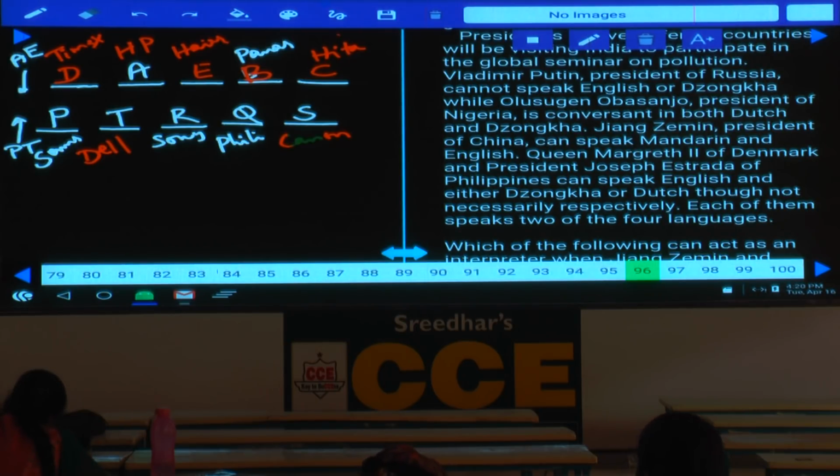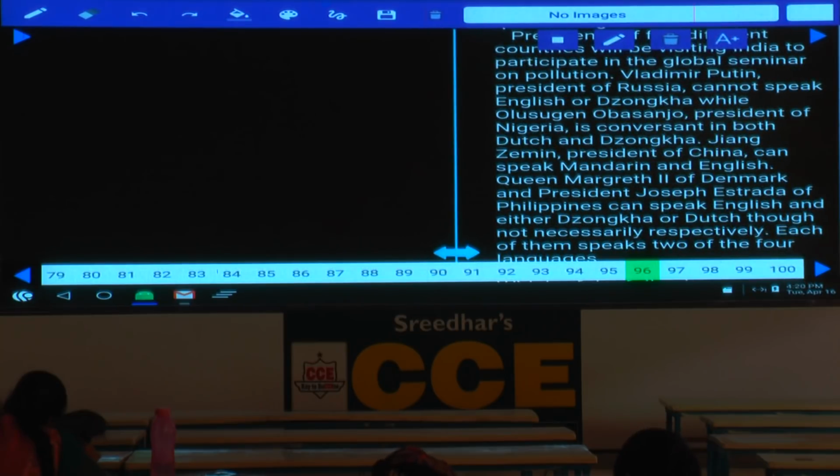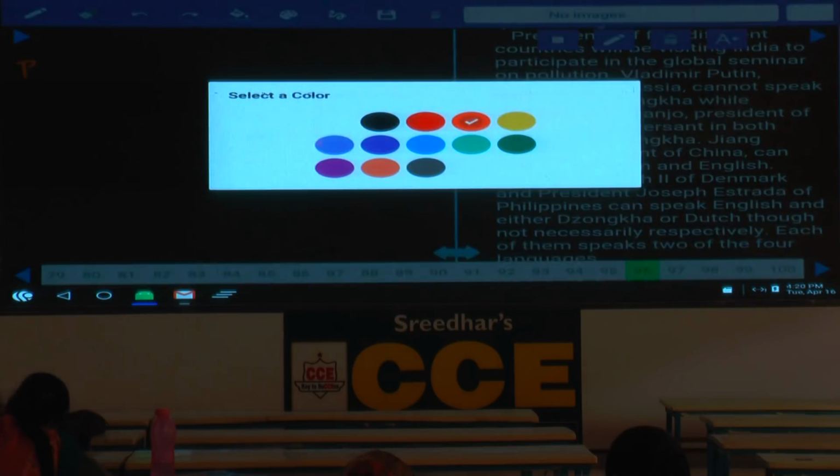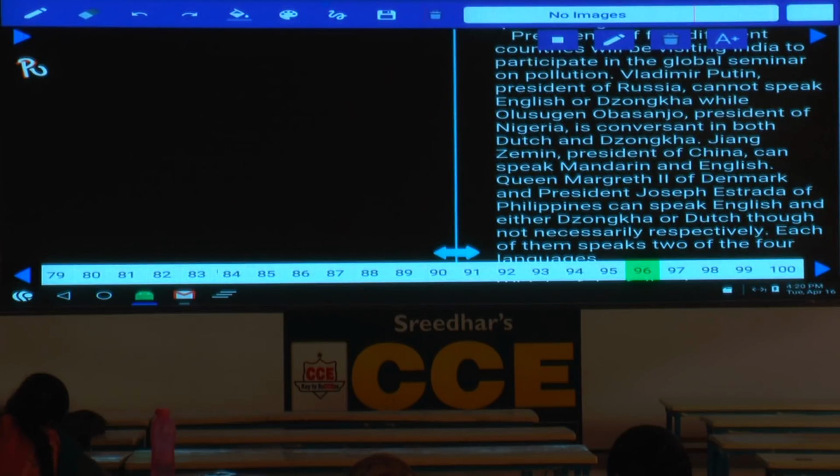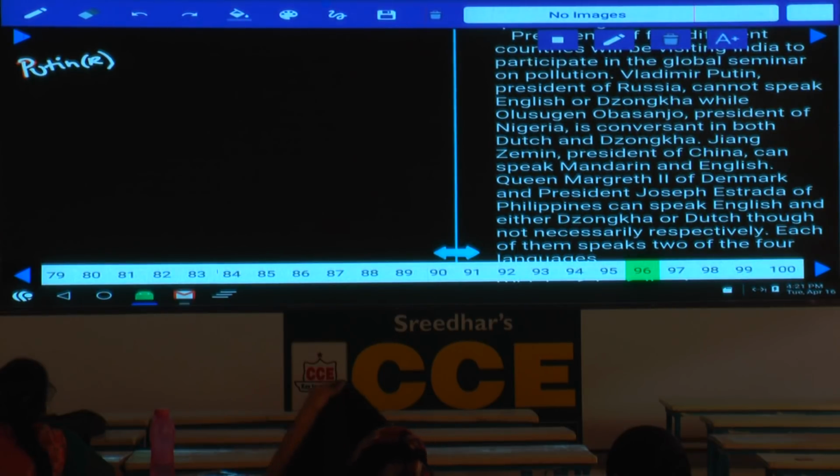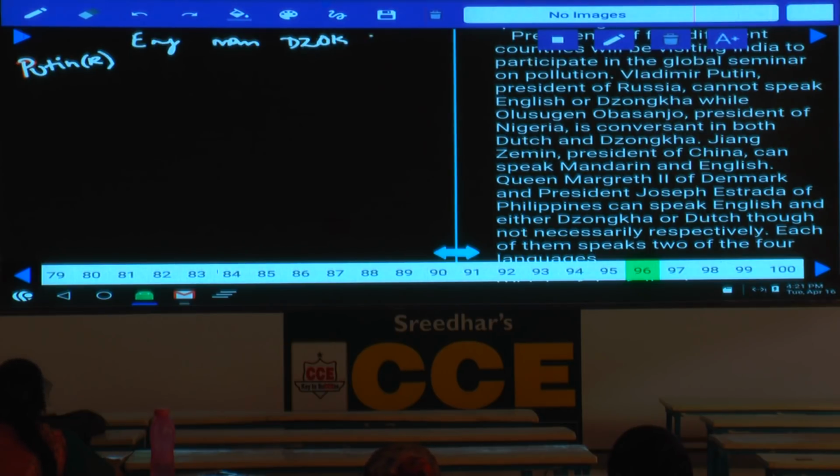Then tell me who are those persons. In total we have 5 persons. How many languages? 4 languages. Then who is the first person here? Putin, the president of Russia. And who is the other person? And what are the languages? English, Mandarin, Jonka and Dutch. These are the 4 languages.